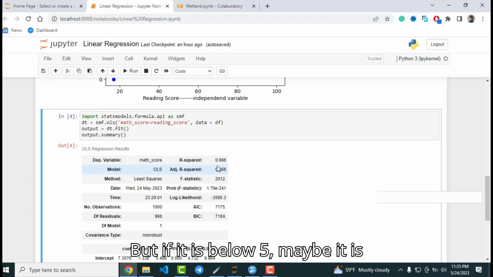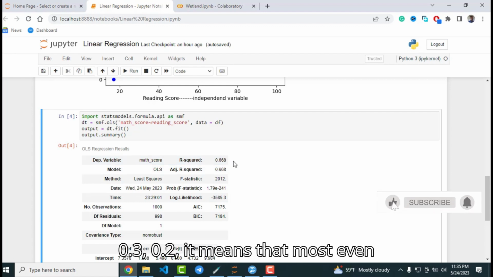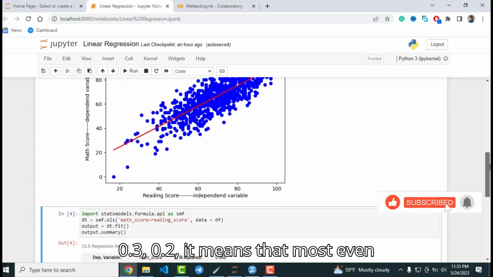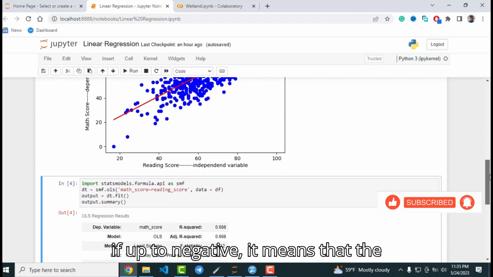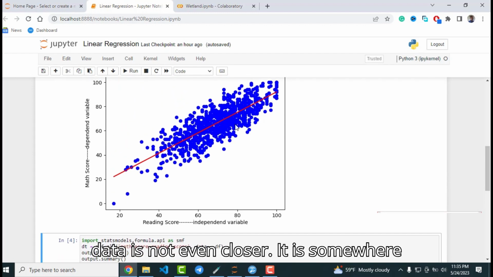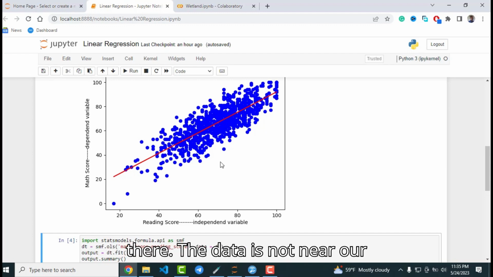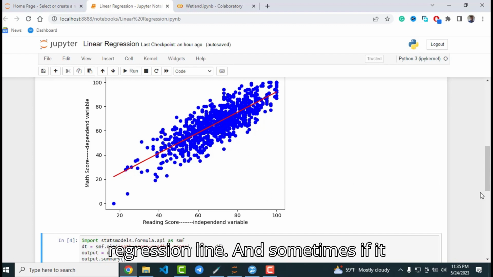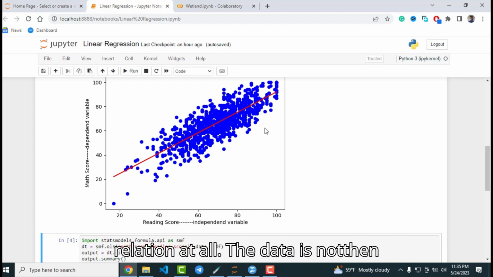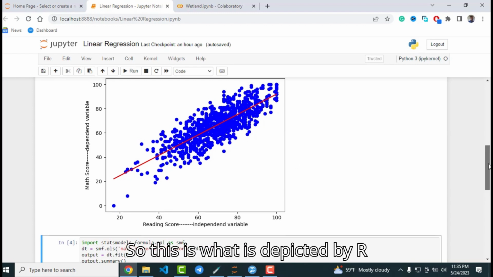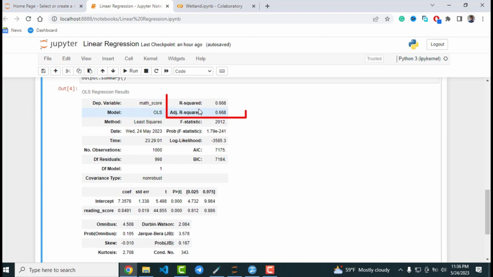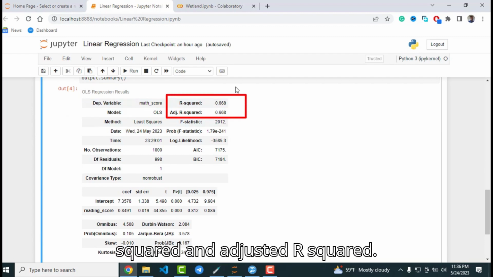But if it is below 0.5, maybe it is 0.3, 0.2, or even negative, it means that the data is not close, it is somewhere there. The data is not near our regression line. And sometimes if it is negative, it means there is no relation at all. The data is not even close to this linear regression line. So this is what is depicted by R squared and the adjusted R squared.